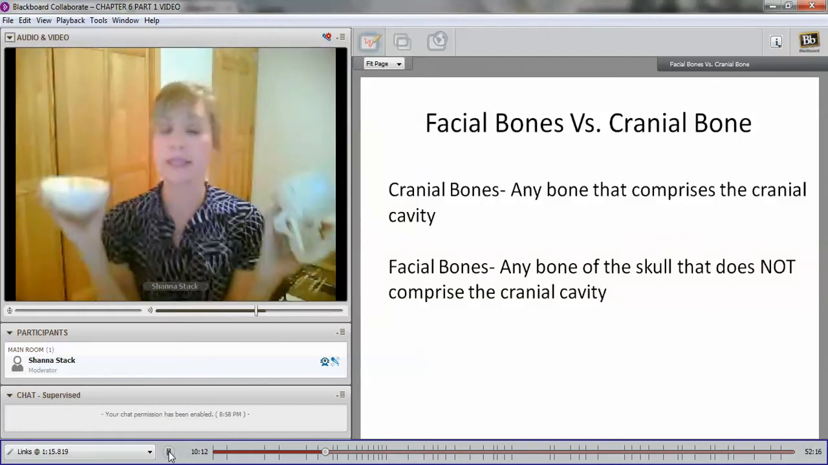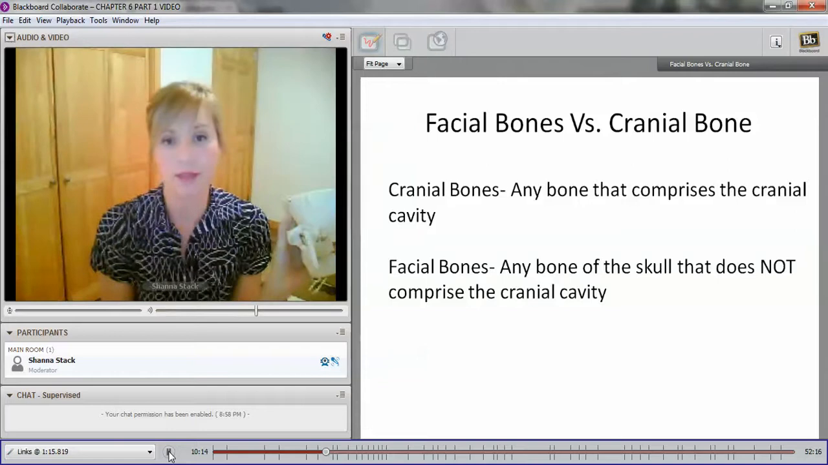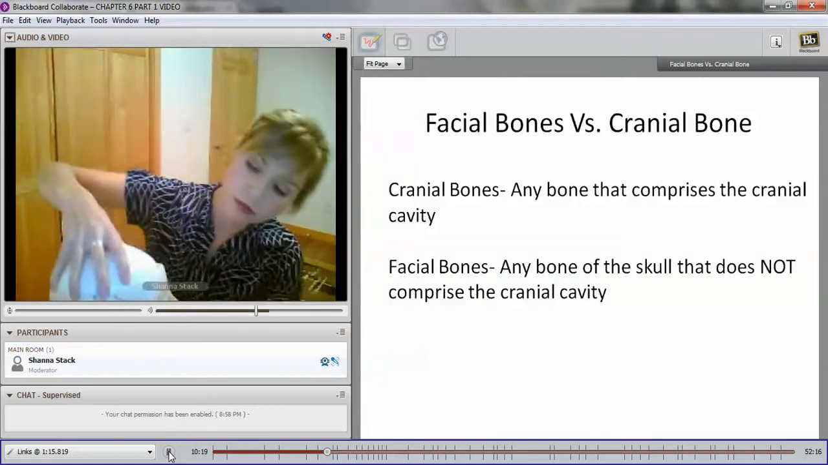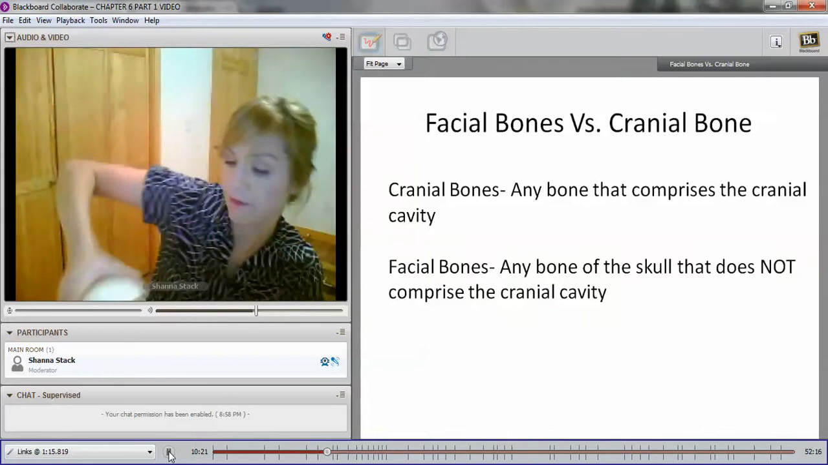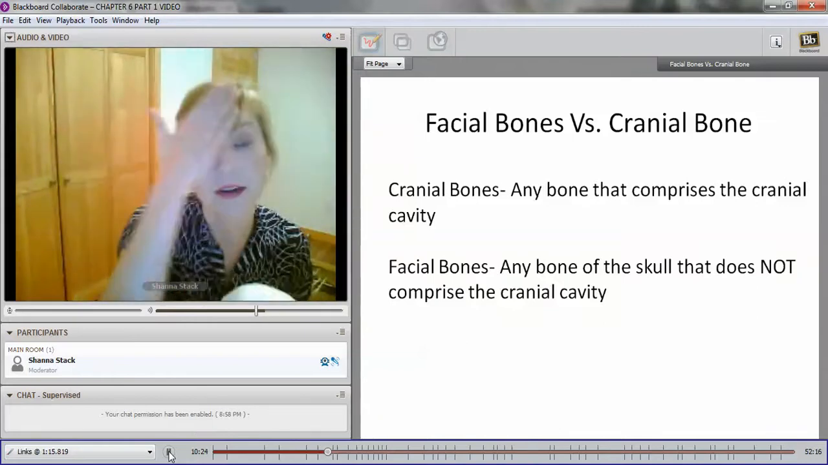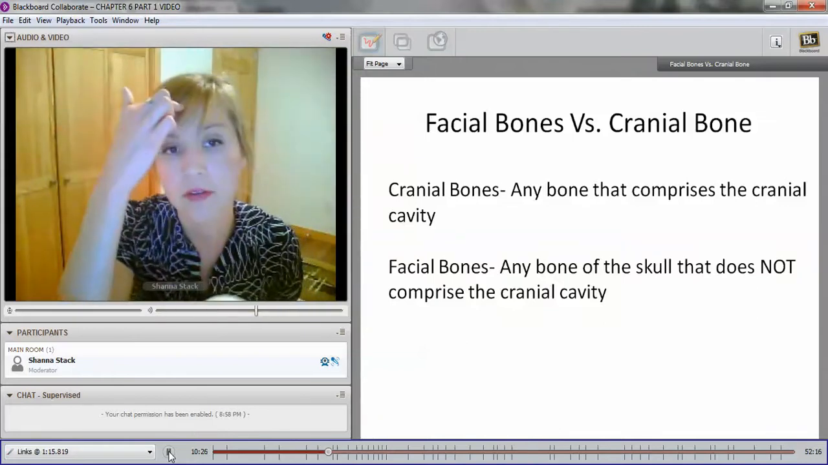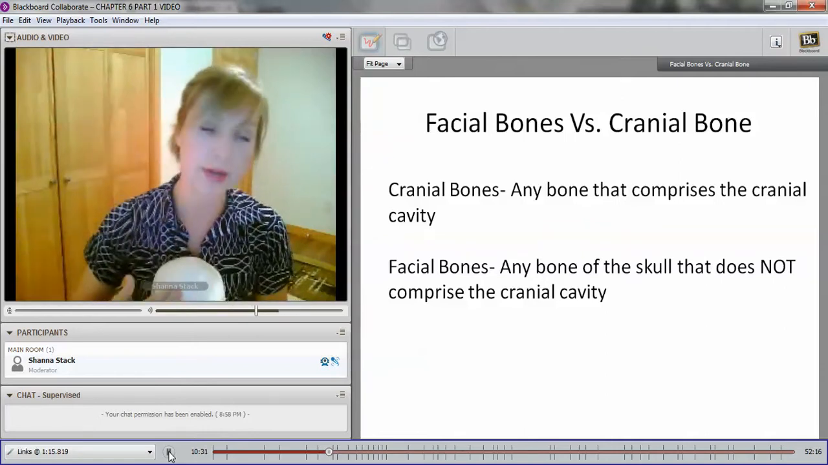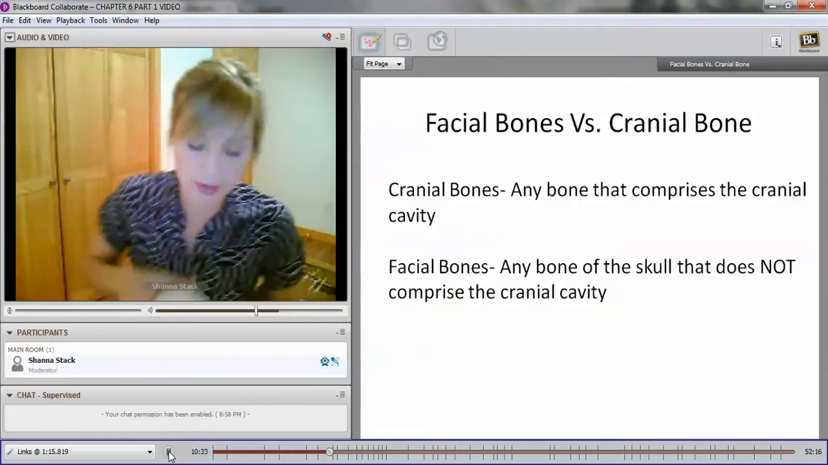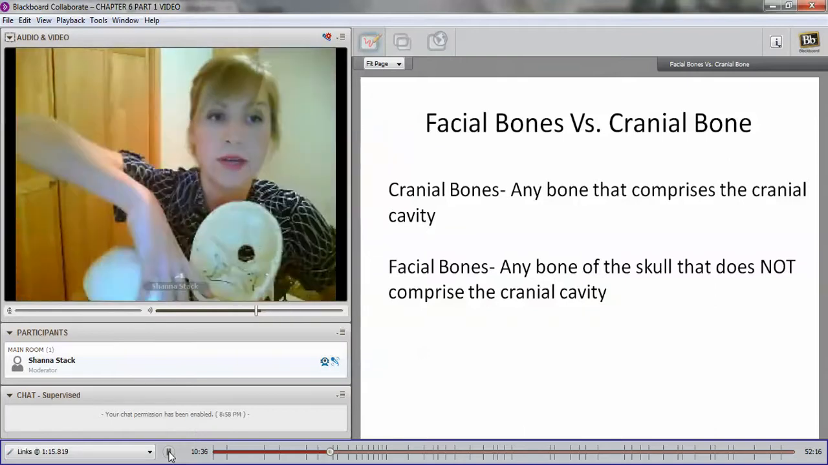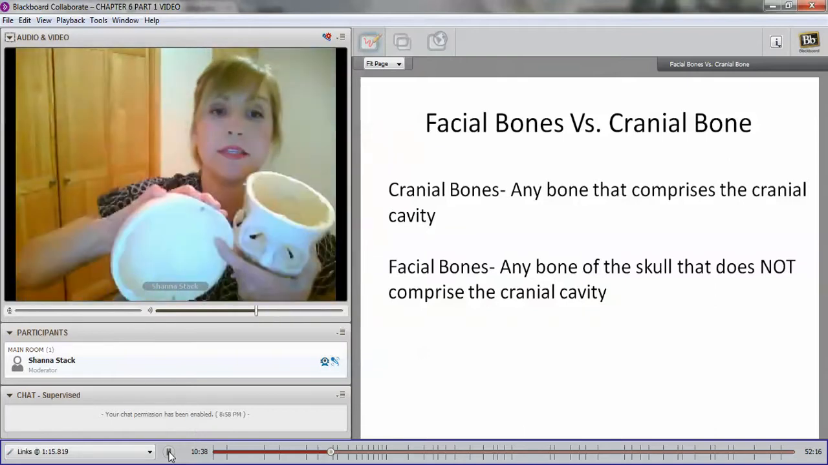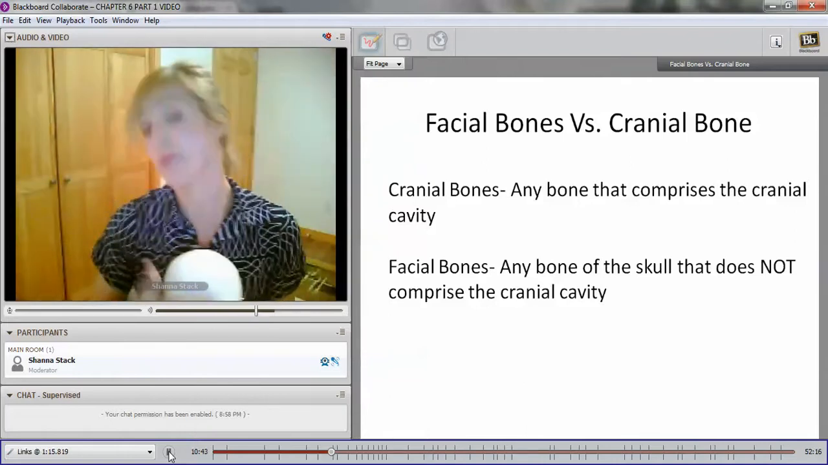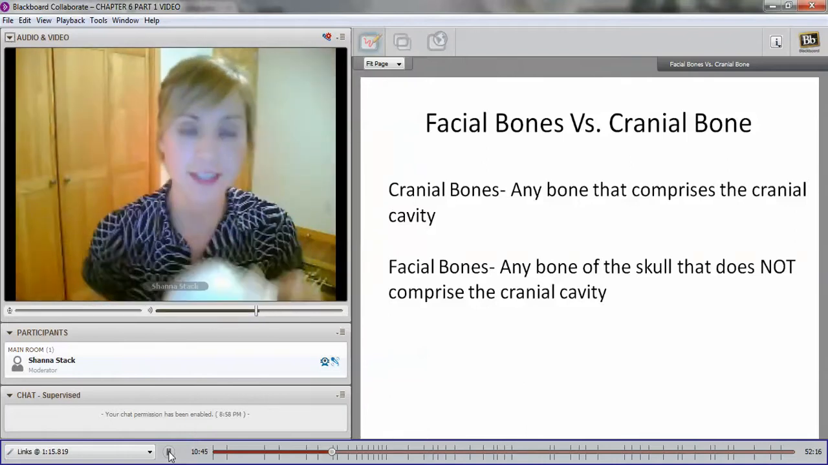Any bone that is not a cranial bone is a facial bone. So the tricky one is this frontal bone. Basically the bone that forms your forehead, right here. This is your frontal bone. It's a cranial bone because it forms the cranial cavity. This is cranial bone here, or frontal bone. And they're cranial bones. So that's the one that most students kind of miss. And when I first took anatomy, I missed it too. So there you go.